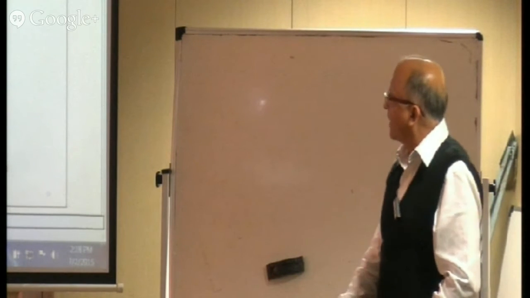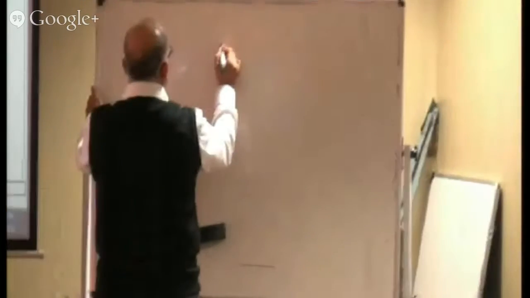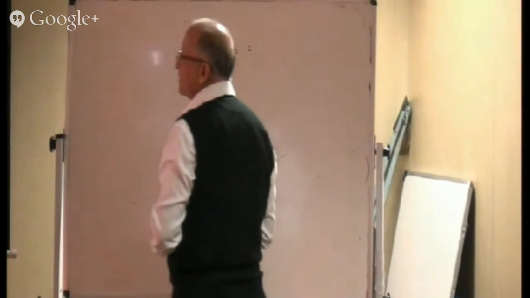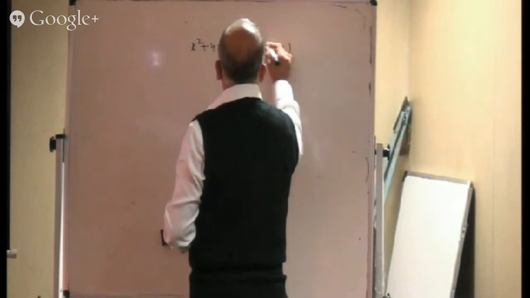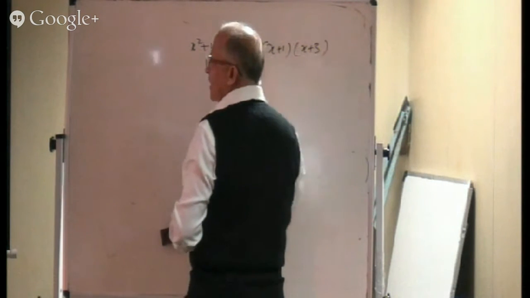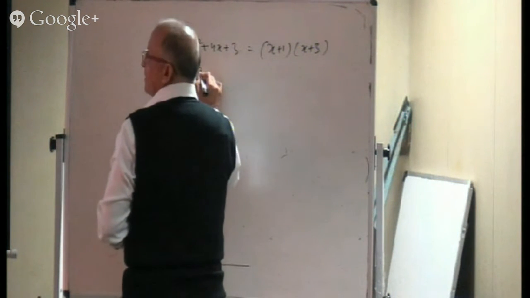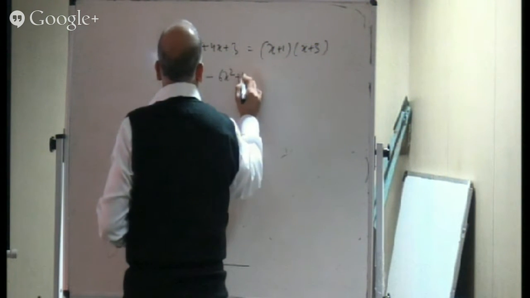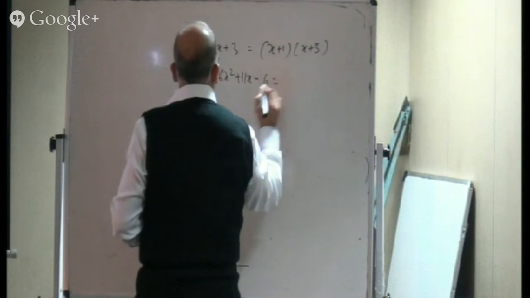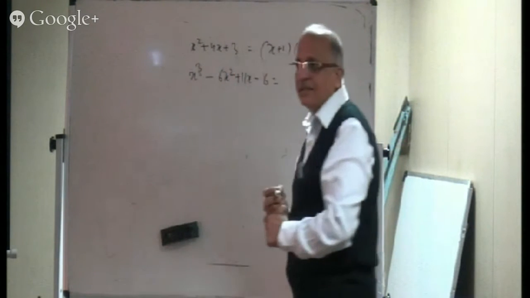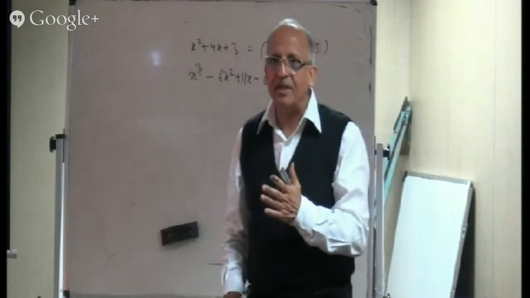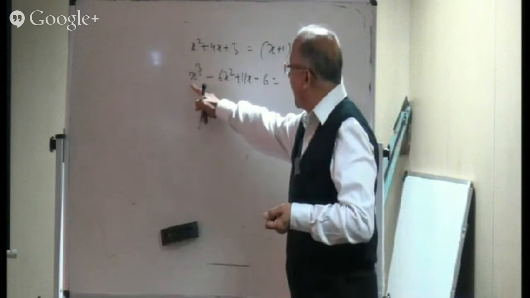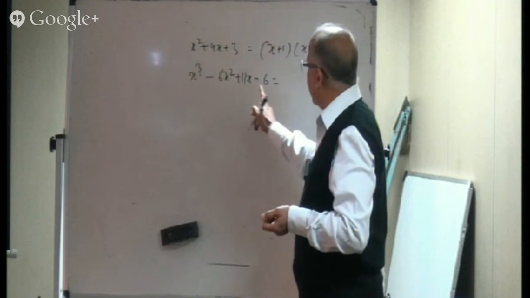Can we quickly factorize one of them? x square plus 4x plus 3. What are the factors? x plus 1 and x plus 3. What is the other? x cube minus 6x square plus 11x minus 6. Can you factorize it? Factorizing a cubic equation means trying to find one root by hit and trial. When you put x equal to 1, you get 1 minus 6 plus 11 minus 6, you get 0.